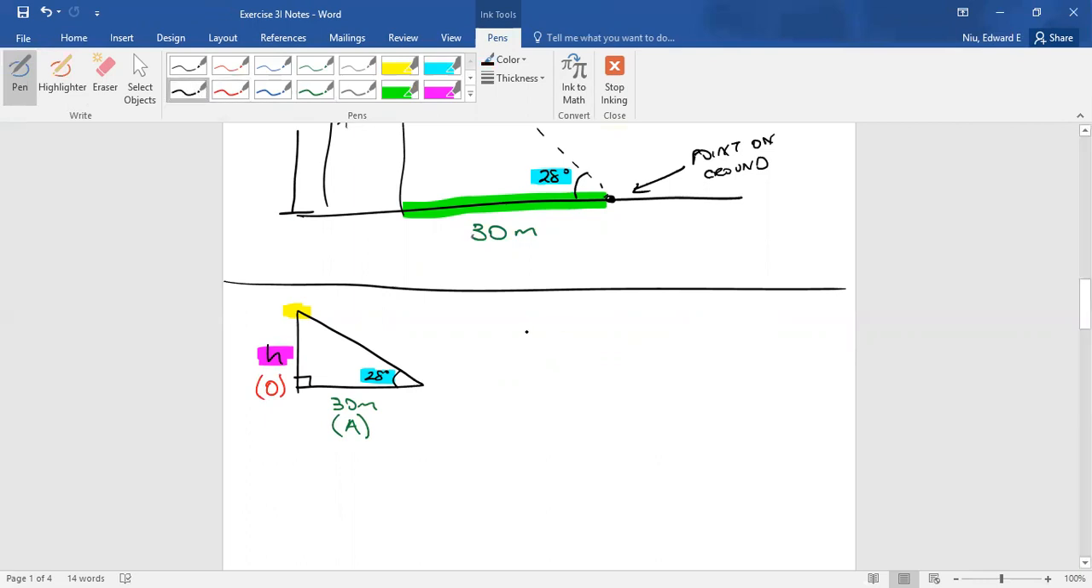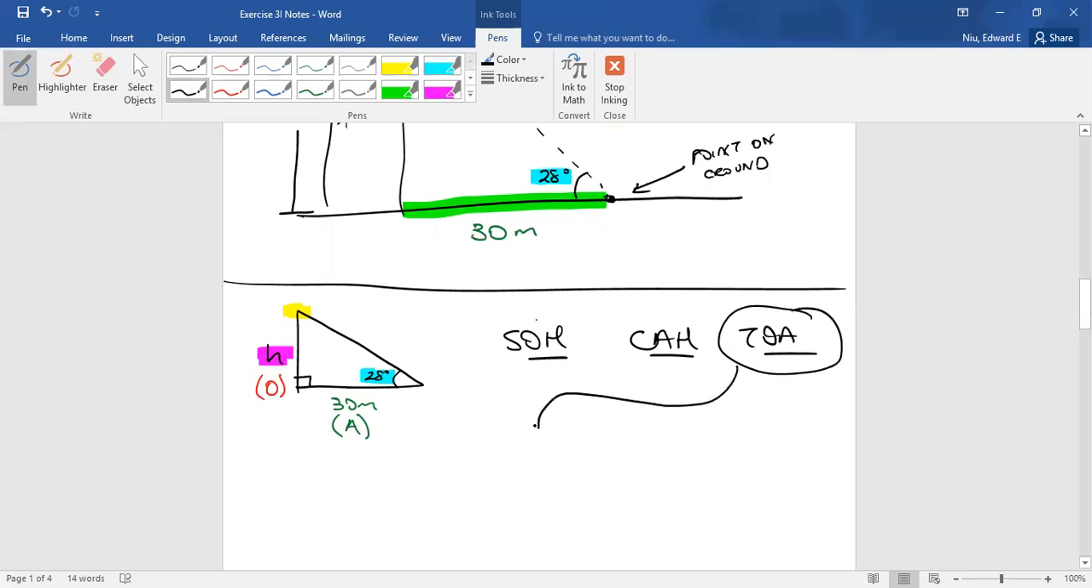So out of sine, cosine, and tangent, which one do we pick? Remember the acronyms are SOH, CAH, TOA. Are we given the opposite and hypotenuse? No. Are we given the adjacent and hypotenuse? No, we don't have hypotenuse given to us here, or we don't care about it. Are we given the opposite and the adjacent sides? Yes, we are. So we are going to pick tangent here.